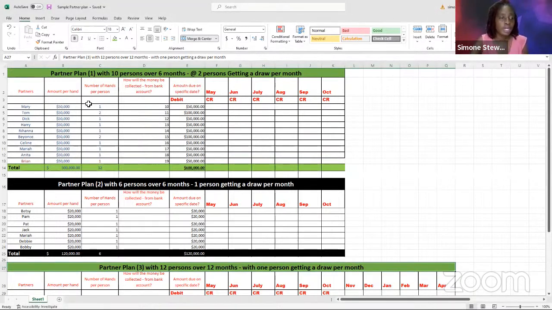All right, so if you can see my screen, guys, I am in Excel. Now, I am teaching us, or I'm showing you how I actually create my partner plans, right? Now, you're probably saying, what is a partner plan? It is similar to a savings plan, guys.